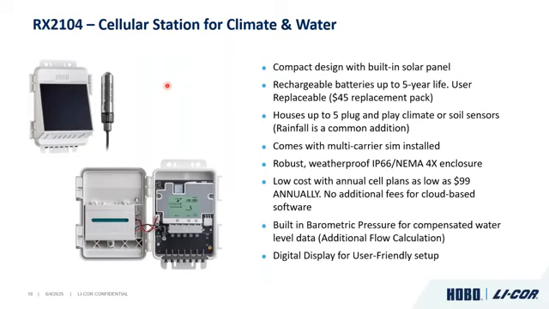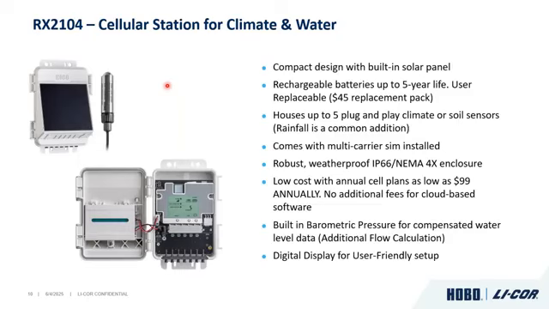The station comes with a compact design with a built-in solar panel. That solar panel utilizes a rechargeable battery pack that will last 5+ years, and it's user replaceable. Once it's met its life, which you can tell right through the cloud software, you can replace it with a $45 replacement battery pack. The station also has a digital display, so it's easy to deploy in the field. You can troubleshoot right there. There are only a couple buttons. Everything is really push button ready.